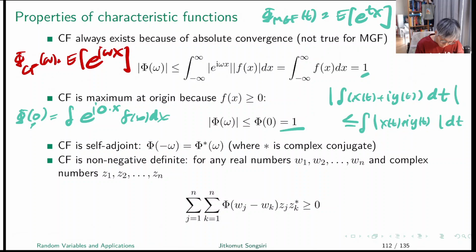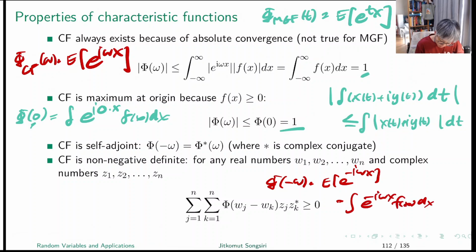This is very simple. Phi of minus omega is, by the definition, the integral of e to the minus i omega x, f(x) dx. Because e to the minus i omega x is simply the complex conjugate of e to the i omega x, that's why it is equal to phi of omega, and then take the complex conjugate.